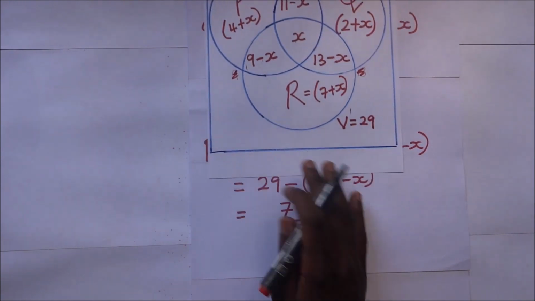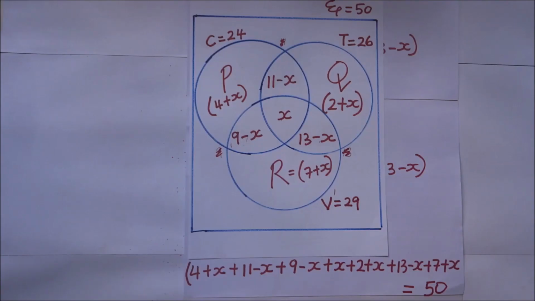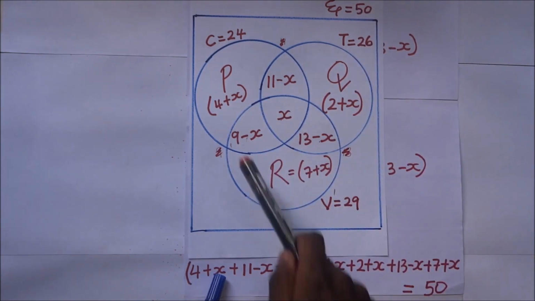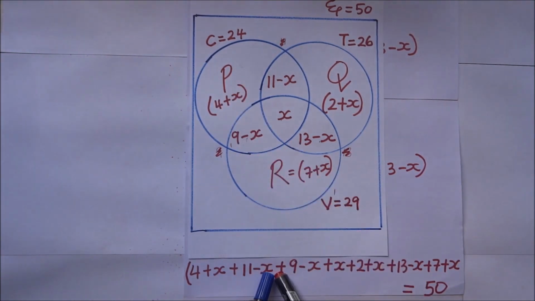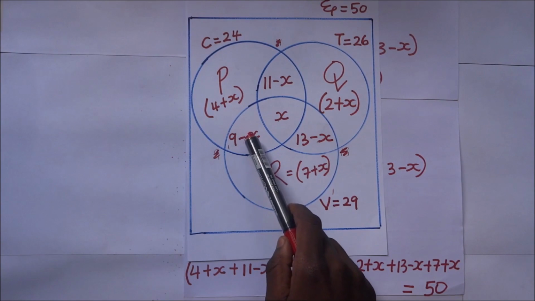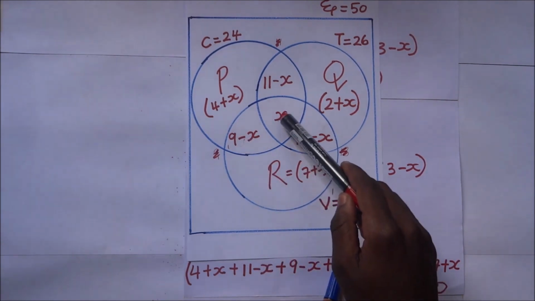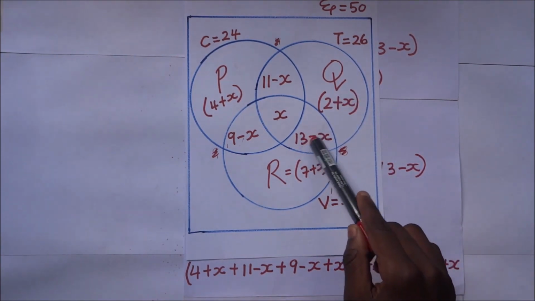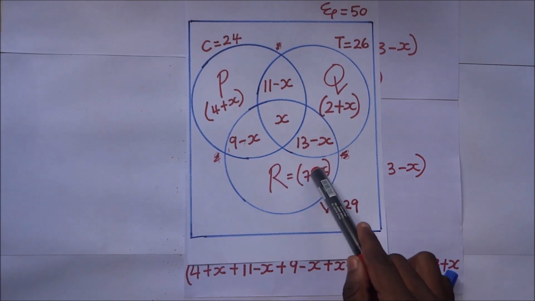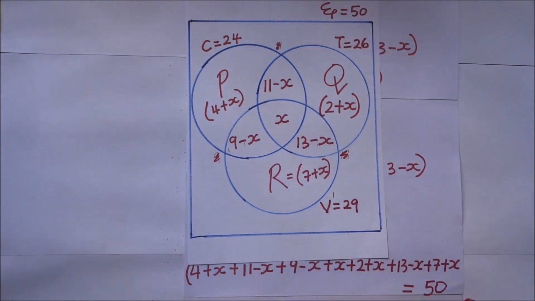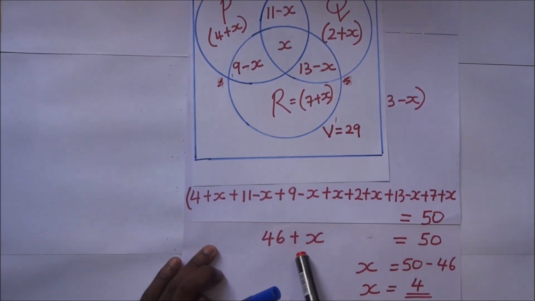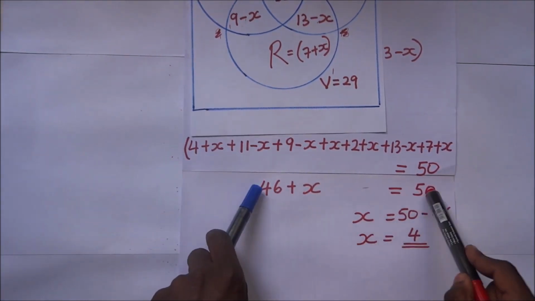So we compute. You are going to add everything here and equate it to 50. So it becomes 4 plus x, plus 11 minus x, plus 9 minus x, plus x, plus 2 plus x, plus 13 minus x, plus 7 plus x, and all this is equal to 50. So when we compute all this, we end up with 46 plus x being equal to 50.